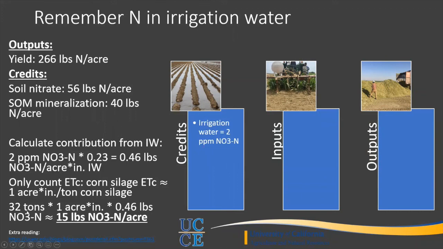Remember that in this example, our estimated yield or our yield goal is 32 tons of corn silage. Multiply it then by that 1 acre inch for every ton of silage, and then multiply it by the 0.46 pounds of nitrate nitrogen in every acre inch of water, and what we come up with is a credit of about 15 pounds of nitrate nitrogen per acre that is coming in just through the irrigation water that we can give to our crop in the credits column.